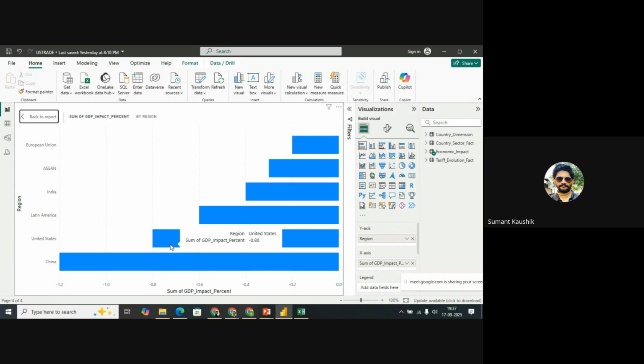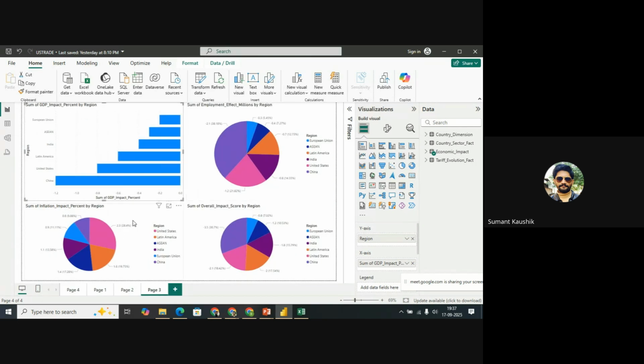Next is the case of the US. The US will be number two, where the economy is expected to fall by 0.8% in GDP. Next is Latin America, where it is again expected to be about 0.6%. Next is India. India could expect a fall of about 0.4% in GDP because of this tariff policy, as exports are being affected. Then the Asian countries, that is the Association of Southeast Asian Nations, which includes the Philippines, Vietnam and others, are expected to have about minus 0.3, and at last the European Union. So primarily, China, the US and India might face the highest impact on their GDPs because of this tariff imposition.